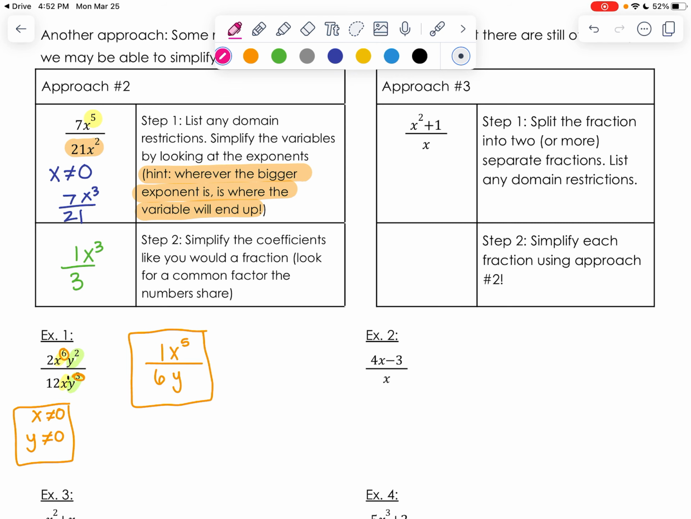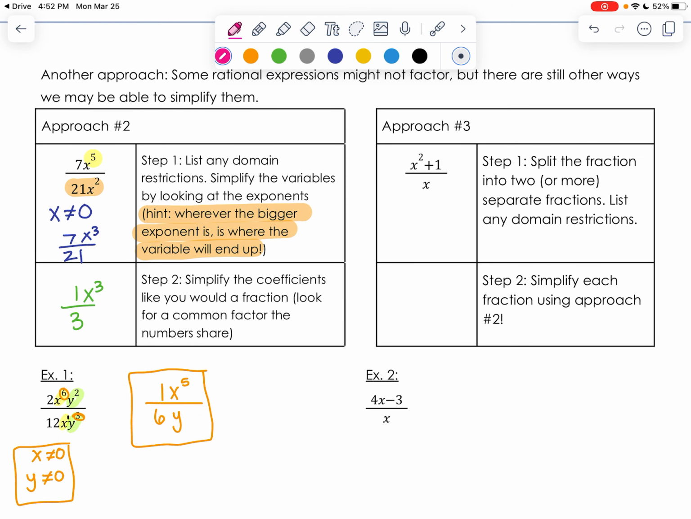Let's go over approach number 3 now. So in approach number 3, I see a fraction like x squared plus 1 over x. And while the numerator does have an x squared, because it's an x squared plus 1, we know that this cannot factor. And so we're going to still want to simplify, but it's going to have to be in a different method. So step 1 is to split the fraction into 2 or more separate fractions.